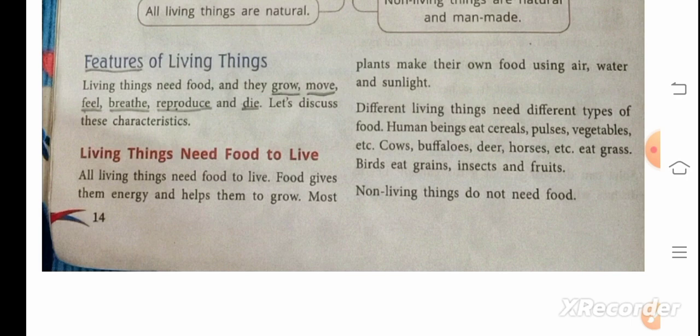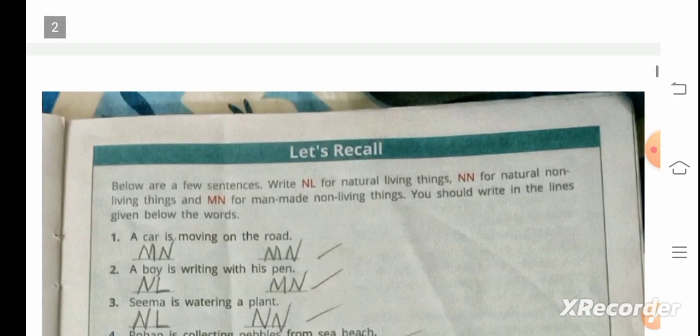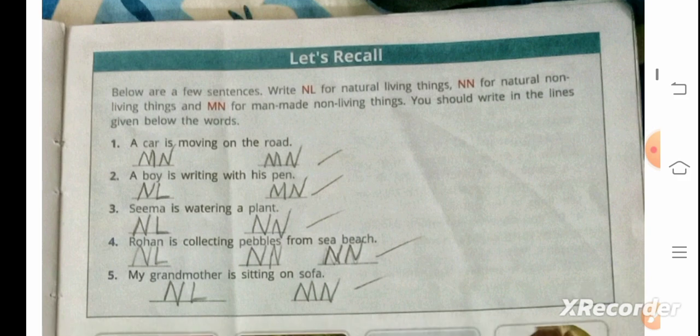Next, non-living things do not need food. Why? Because they don't need any energy. They don't walk from one place to another, and they don't grow. Why would they need energy or food? We are the ones working, so we need food. Living things need food, whereas non-living things don't.